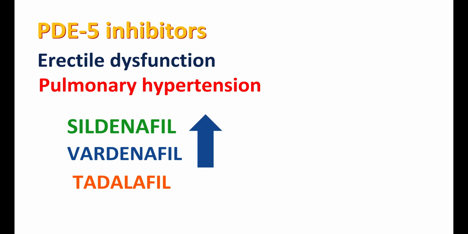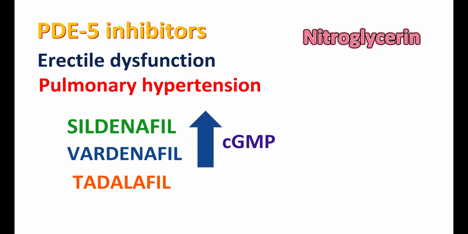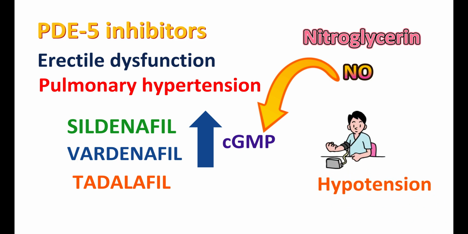They increase intracellular cyclic GMP levels, leading to relaxation. Nitroglycerin works as a vasodilator by releasing nitric oxide. This increases the levels of cyclic GMP in blood vessels. Therefore, using nitroglycerin with PDE5 inhibitors results in an additive effect, leading to significant hypotension. That's why you should never combine nitroglycerin with PDE5 inhibitors.